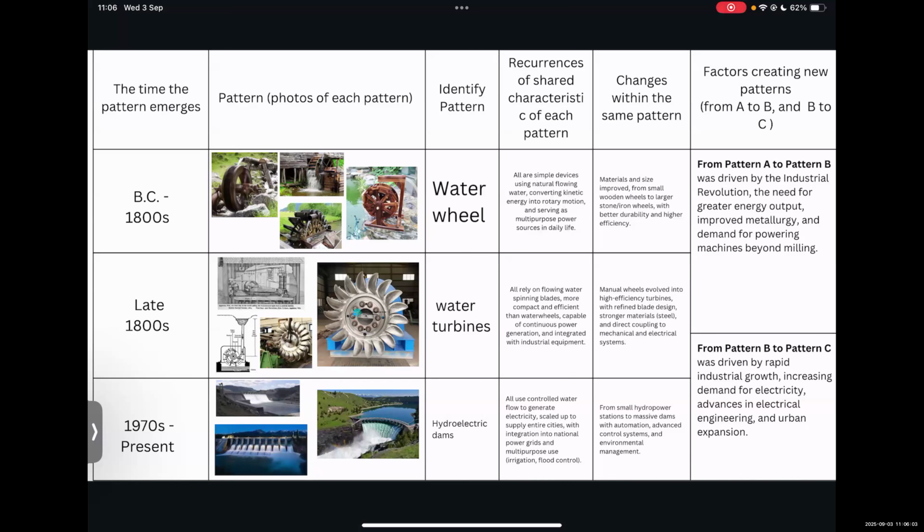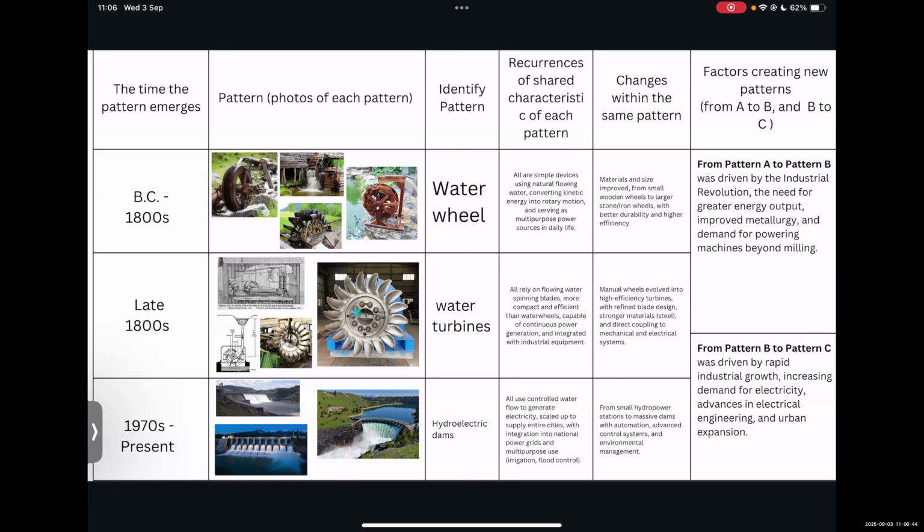Later, people needed more power, especially during the Industrial Revolution, so pattern two began. Pattern two is the water turbine, which is smaller and more powerful. They used fast-moving water to spin metal blades, which produced more energy, often for machines in factories. Factories and machines all needed stronger, continuous power. Stronger materials like steel made better turbines possible.